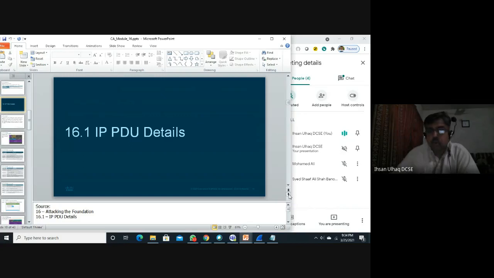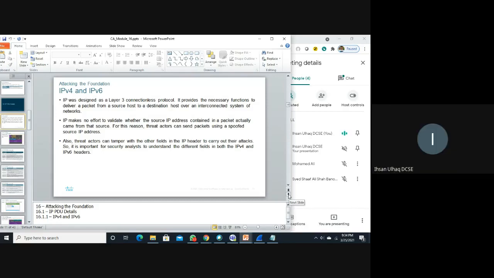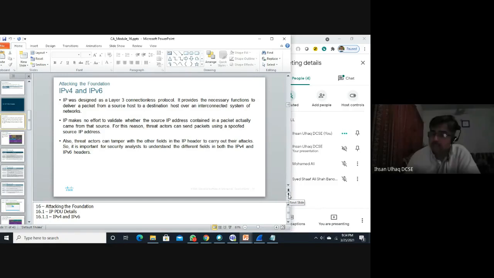So first of all, we talk about the IP protocol. You know, it is a connectionless protocol. Whether you are using IP version 4 or version 6, both are connectionless, right? And you know that multiple attacks can be done because of IP. For example, ICMP attack, man in the middle attack, denial of service attack, or address spoofing attack. So there are numerous attacks, right?